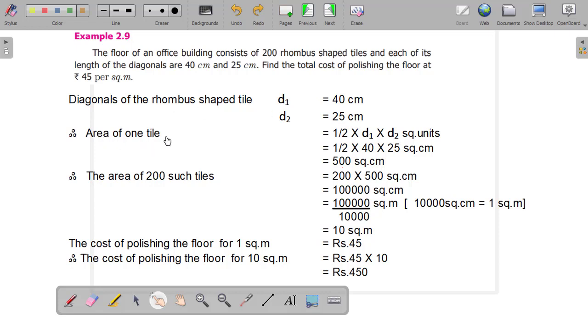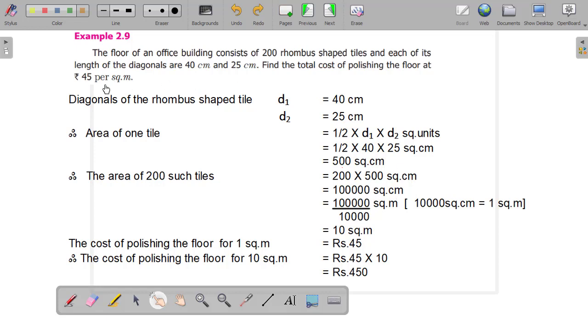Therefore, area of one tile is equal to half into d1 into d2 square units. Half into, here d1 is 40 and d2 is 25 square unit. So, if we simplify this expression, we will get 500 square centimeter. This is the area of one tile. So, the area of 200 such tiles is equal to 200 into 500 square centimeter. That will give 1 lakh square centimeter.